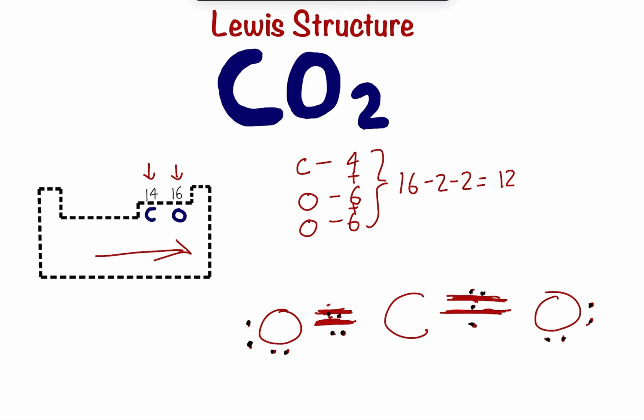And the carbon is happy because it gets 4 from the double bond on the right, and 4 from the double bond on the left. And this is how you draw the Lewis structure for carbon dioxide.